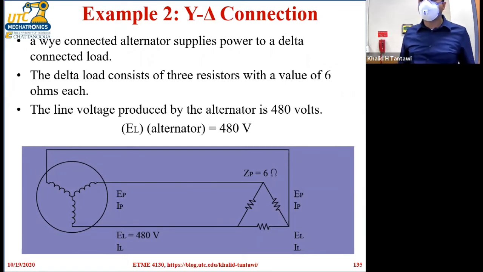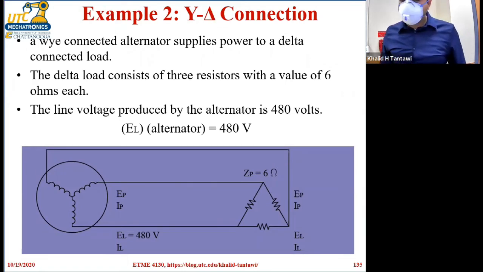The V phase. Okay, and what is E phase on the generator side? What is it going to be? 480. 400. Do you guys agree with him? Should be 277. Oh, 277, sorry. Okay, so here we have a Y connection.